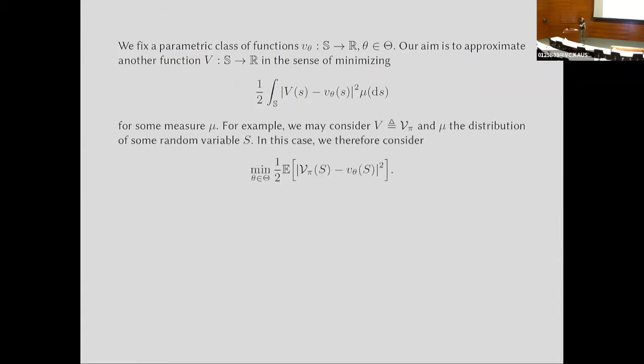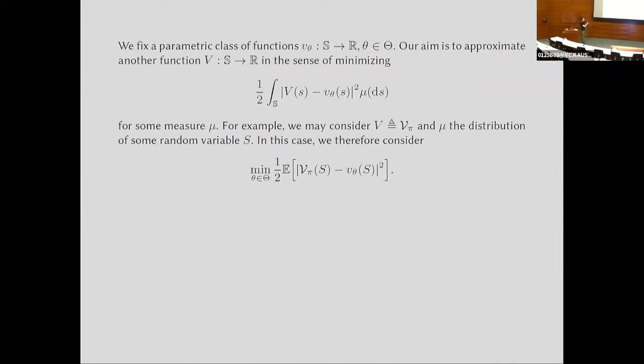And what you should think of here in this reinforcement learning or Markov decision process business is that the function that we try to approximate is the value function of some policy. And mu could be the distribution of some random variable, let's say the distribution of the state process at some fixed time t. And then the integral becomes, of course, an expectation. So we try to approximate the squared L2 distance of these functions according to theta.